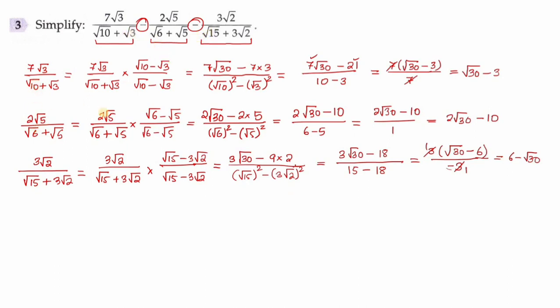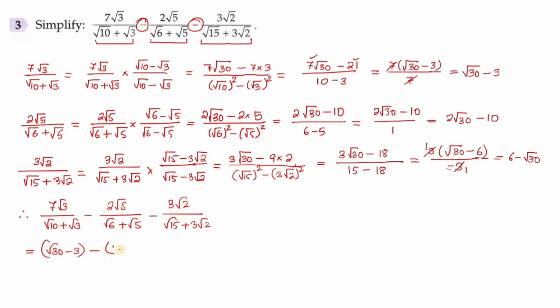Now what we will do is take one term at a time. We will write the question first, write their values, and write the final answer at the end. So the question is 7 root 3 by root 10 plus root 3, minus 2 root 5 by root 6 plus root 5, minus 3 root 2 by root 15 plus 3 root 2. So let's substitute the values. The first term is root 30 minus 3, minus the second term, root 2 root 30 minus 10, minus the last term, 6 minus root 30. Now let's open the bracket.